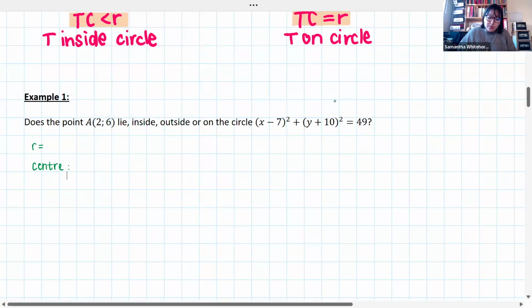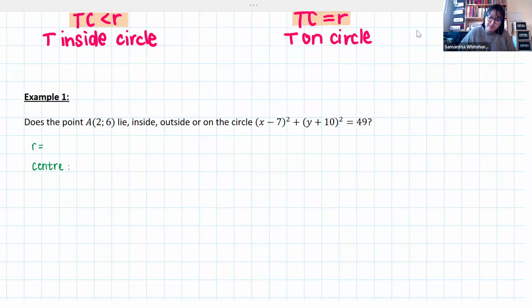So can anyone tell me what the radius of the circle is? What is the radius of the circle? And just give me the number.